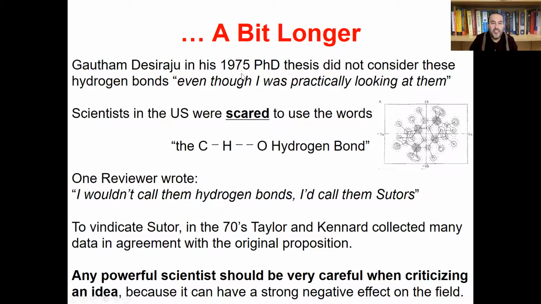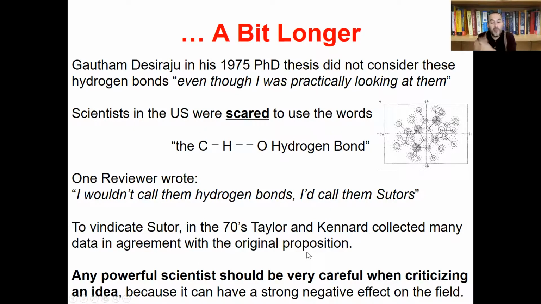For instance, this person in his PhD thesis did not consider these hydrogen bonds, even though he was practically looking at them. Scientists in the US were scared to use the words hydrogen bond. One reviewer wrote, I wouldn't call them hydrogen bonds, I would call them Sutors. But obviously the truth sooner or later comes out, and to vindicate Sutor, in the 70s Taylor and Kennard collected many data in agreement with the original proposition.